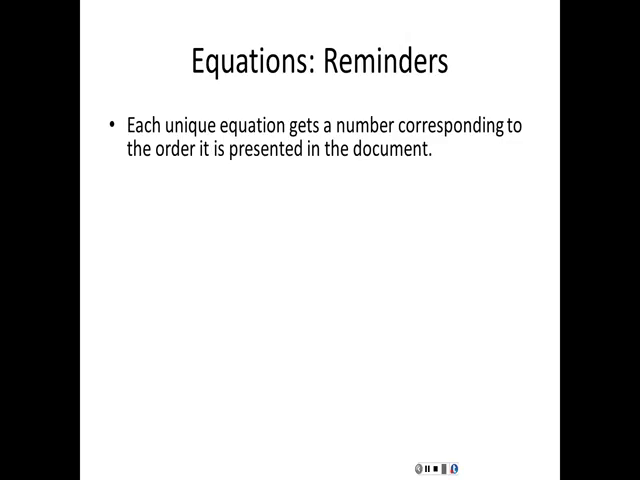Every unique equation gets numbered, corresponding to the order that it's presented in the document. In formal technical writing, there are three different types of items that get numbered in this way. You can have a figure, which can be a graph, a diagram, or a photograph. Those get numbered. You can have tables, pretty self-explanatory, and you get equations.